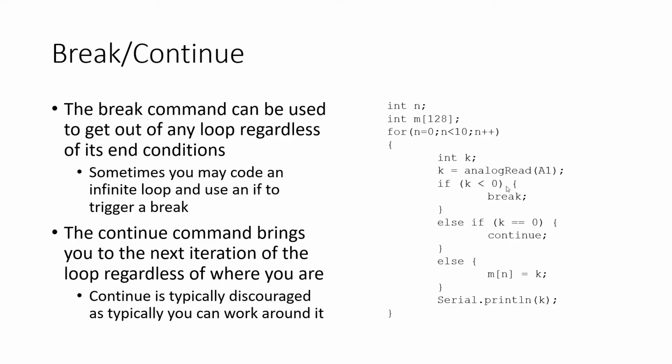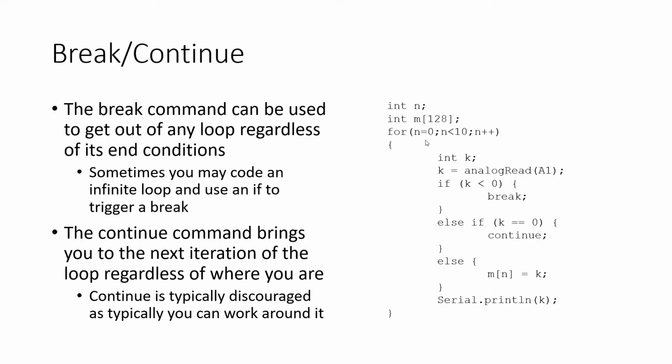If k is less than 0, we're going to break. It turns out that k can never be less than 0 because of how the A to D converter works. However, in this case, we're saying if it ever does, get out of the loop because we don't want to know anything about it from there forward. If k equals 0, we're saying continue. So we're just going to reject that particular reading. If we have a k greater than 0, we're going to store that into m of n.